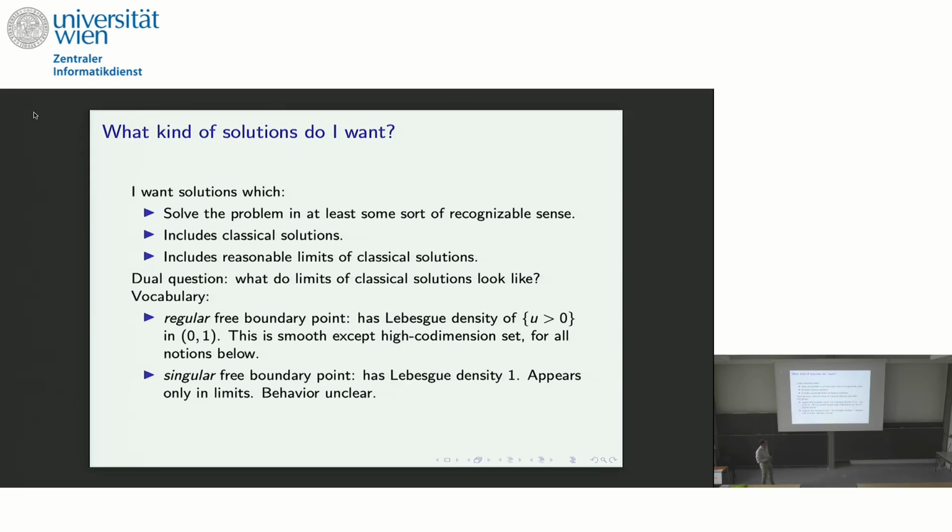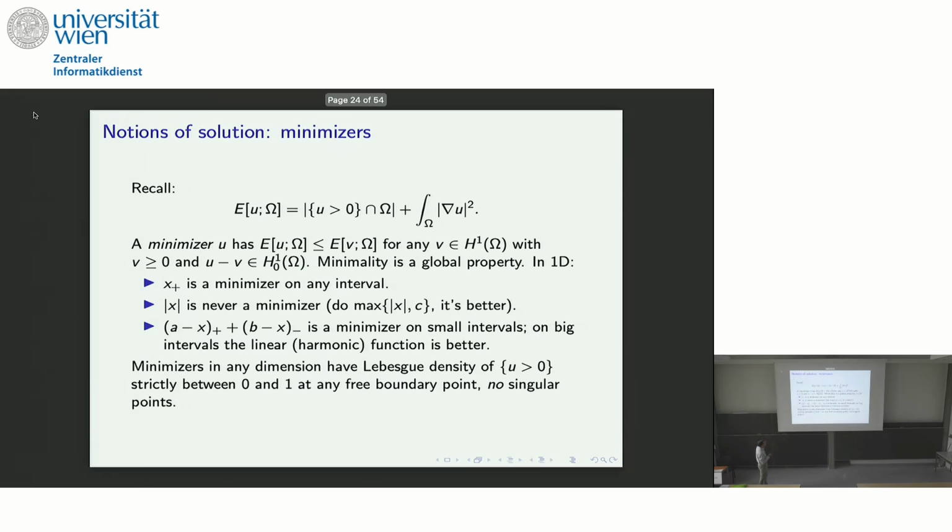Singular points are ones where the Lebesgue density of the positivity set is 1. So that includes things like the absolute value solution, which has a singular point in my definition. It potentially includes other kinds of things. I don't know a priori that this is how every Lebesgue density 1 point should look.